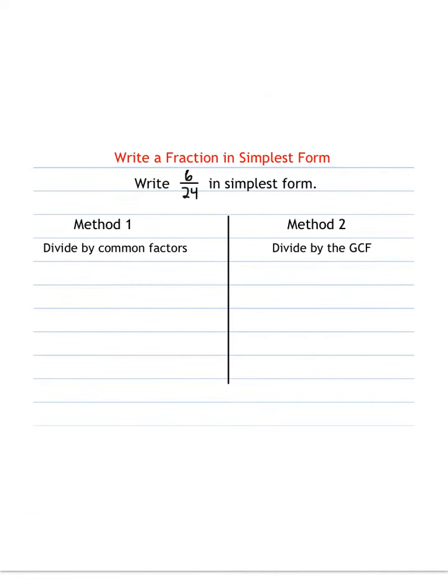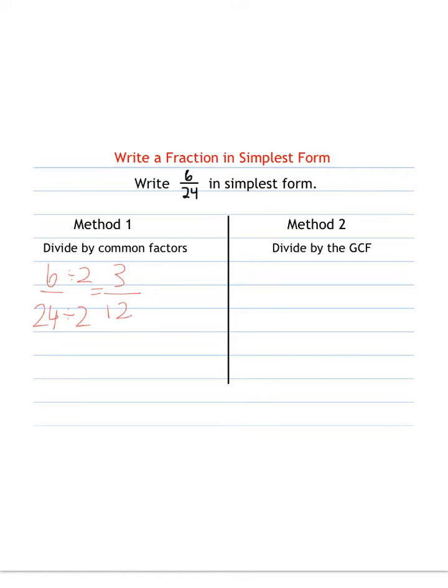Okay, so now we are looking at simplifying 6/24, and there's two methods for this that we can do. One of them is dividing by common factors, or numbers that go into both the numerator and the denominator, the top number and the bottom number. So 6/24, I know that 2 goes into both of them, so I divide both my numerator and my denominator by 2. 6 divided by 2 is 3. 24 divided by 2 is 12.